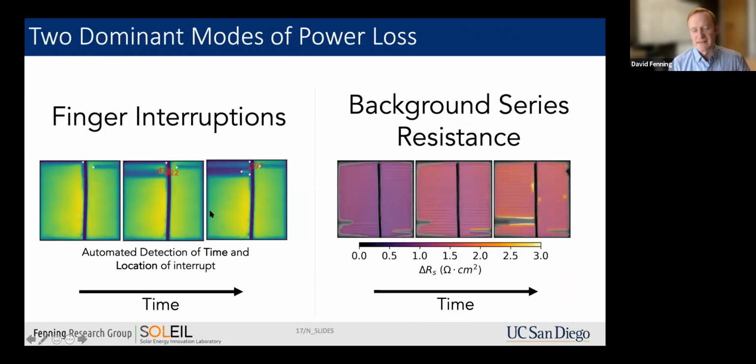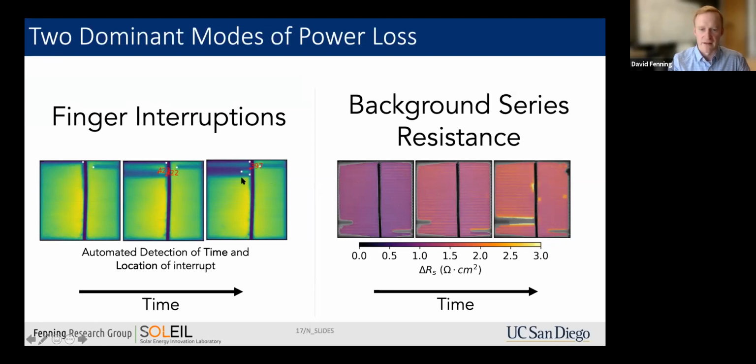To summarize, we basically saw 2 dominant modes of power loss in these glass and glass backsheet models. We saw power loss from finger interruptions that was evident in electroluminescence imaging. And if we automatically detected these areas, thresholded them, we could remove those effects and study also the background series resistance rise that occurred over time.